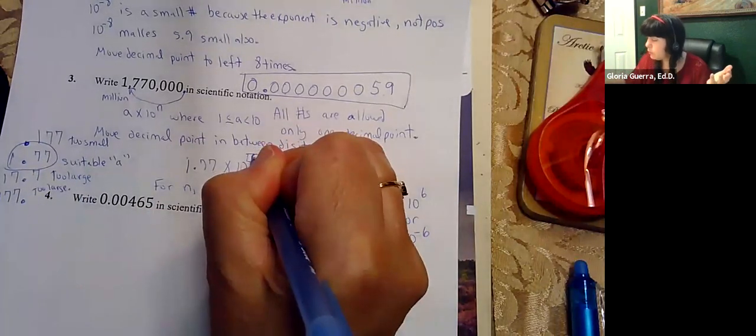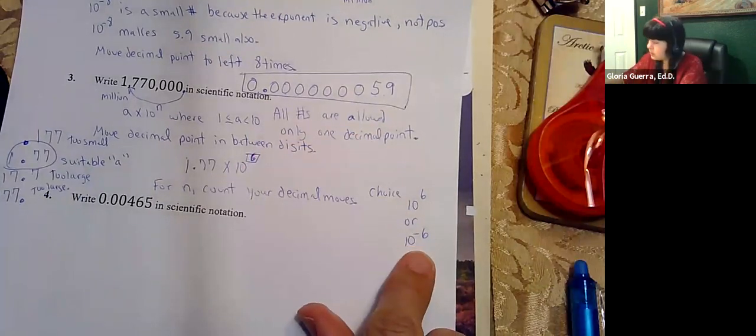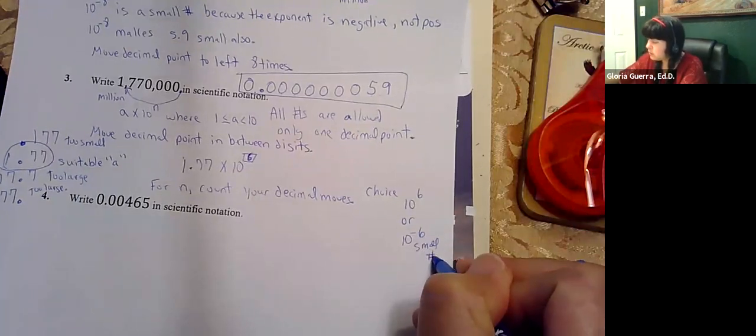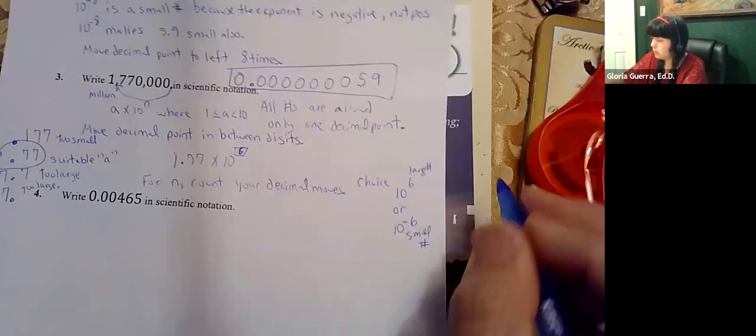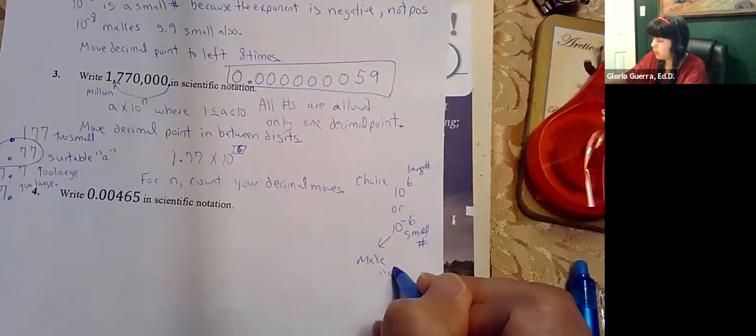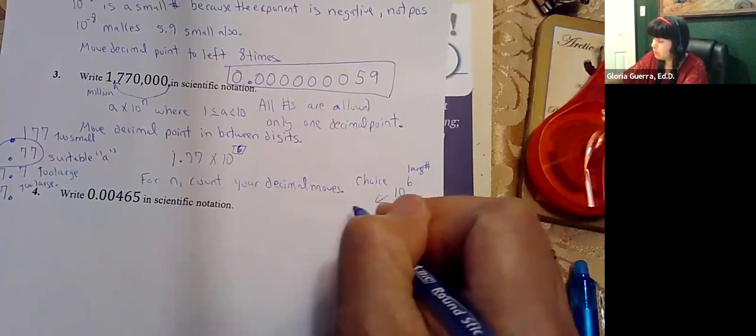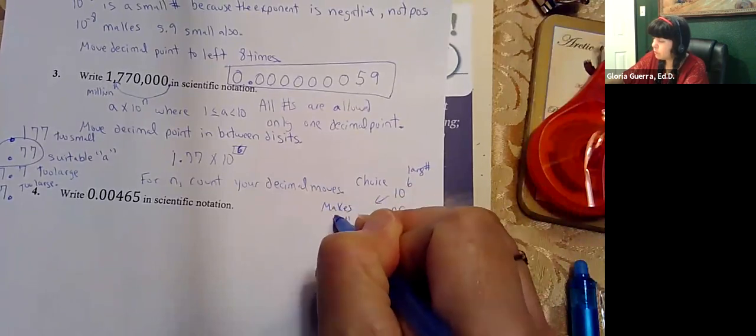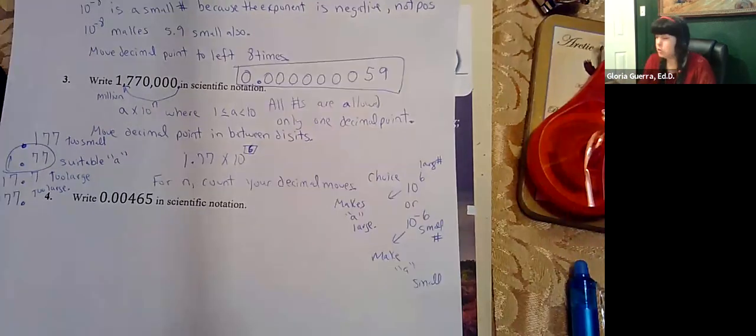Okay. If you go with the -6, that's a small number, and that's a small number, where this is a large number. So this small number makes your A small, whereas 10 to the 6 is large. That makes your A large. Okay. And you can check on the calculator. If you're not sure, you can check both of them.